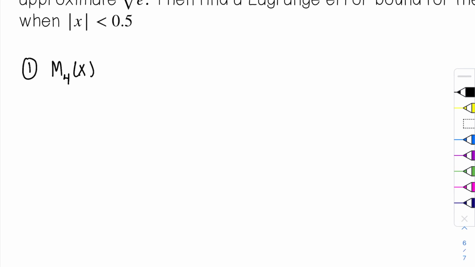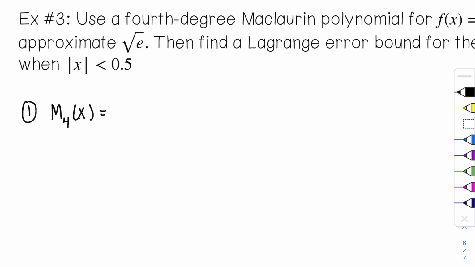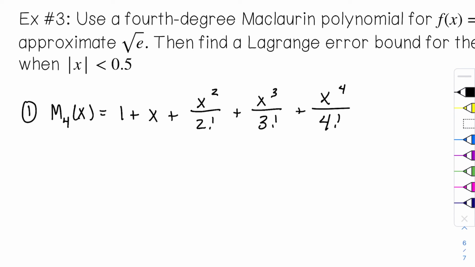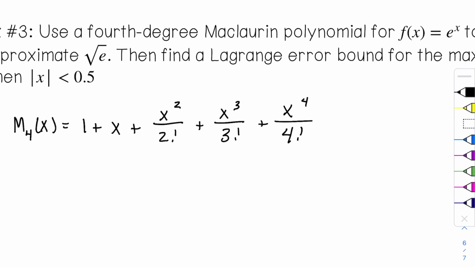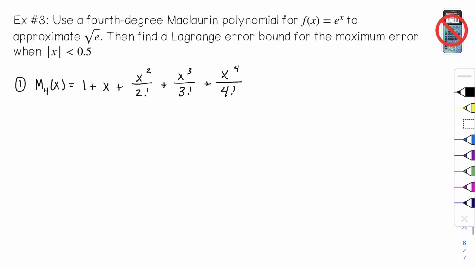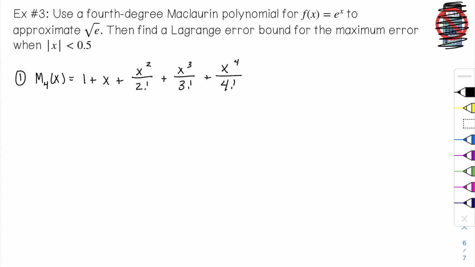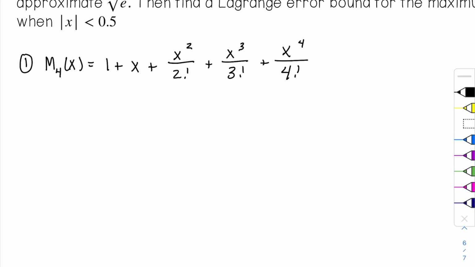So we have M4 of x for the 4th degree Maclaurin polynomial, and e to the x, right, that's not too bad. We've got 1 plus x plus x squared over 2 factorial, plus x cubed over 3 factorial, plus x to the 4th over 4 factorial. Actually, I said no calculator. We're going to need a calculator. We're going to use one. Erase that.